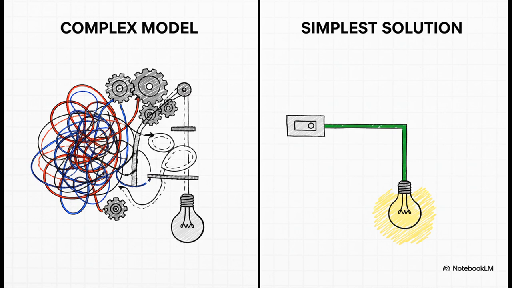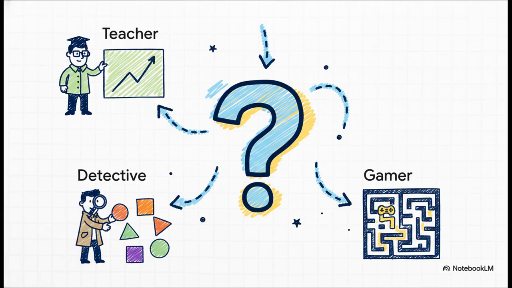In machine learning, the goal is never, ever complexity just for the sake of it. It's all about finding the simplest, most direct path to a useful answer. The best model isn't the one with the most bells and whistles, it's the one that actually gets the job done. So the next time you hear about some crazy new AI model, don't just ask, wow, what can it do? Instead, just remember the three families we met today: the teacher who predicts, the detective who discovers, and the gamer who strategizes. Because the most important thing to take away from all this is simple. Choosing the right model isn't about finding the most powerful tool. It's about asking the right question.